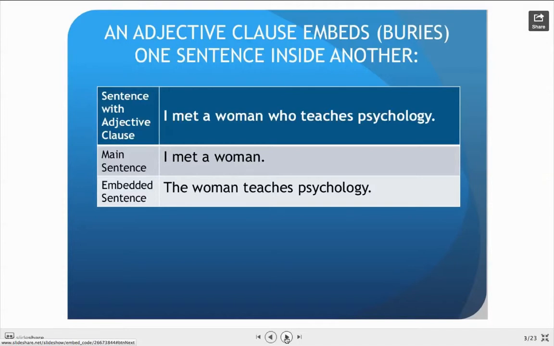This is something that the book does not really explain, but I think it helps a lot: the idea of embedding. An adjective clause embeds or buries one sentence inside another. So here's your sentence with the adjective clause. I met a woman who teaches psychology. Here's the main sentence, I met a woman. The embedded sentence, the woman teaches psychology. This is buried into the sentence up here.